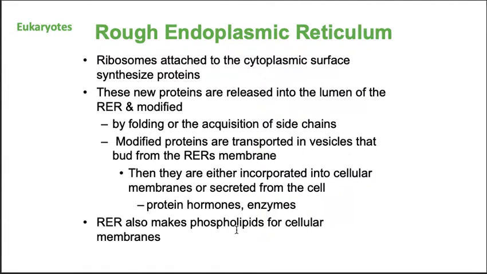The rough ER also makes up phospholipids for the cell membranes, as I mentioned. We need to have a steady supply of phospholipids to maintain all of the membranes of all the organelles of all the cell organelles.